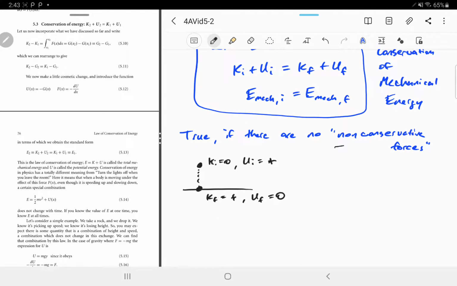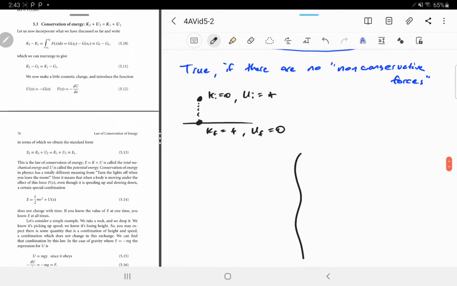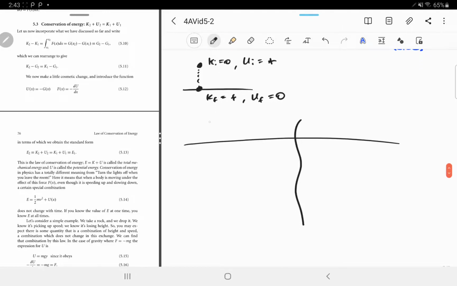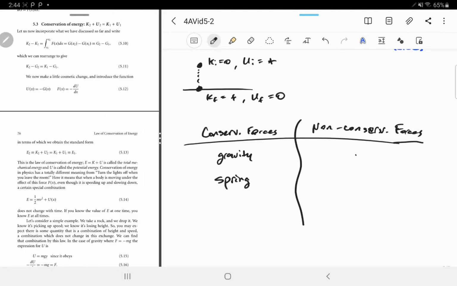Okay, so I'll say more about non-conservative forces when we get to friction. So let me give you a little table here. So conservative forces, some common ones that we'll look at are gravity, the gravitational force, and the spring force. Non-conservative forces: friction is the best example of this, or maybe the drag force.